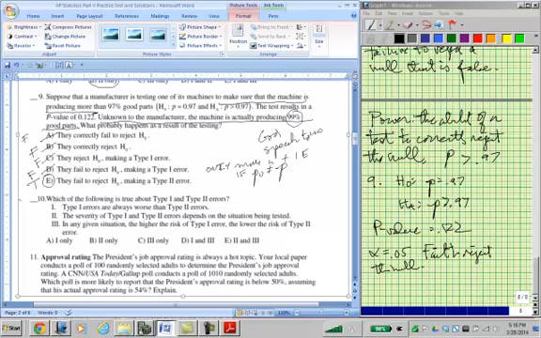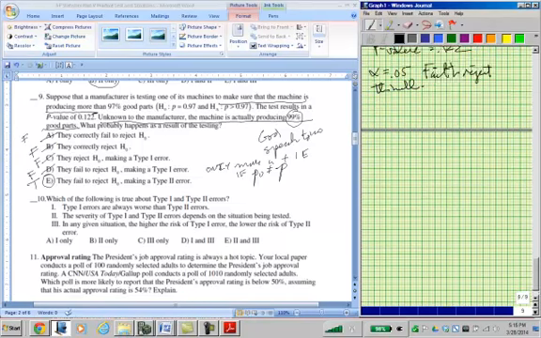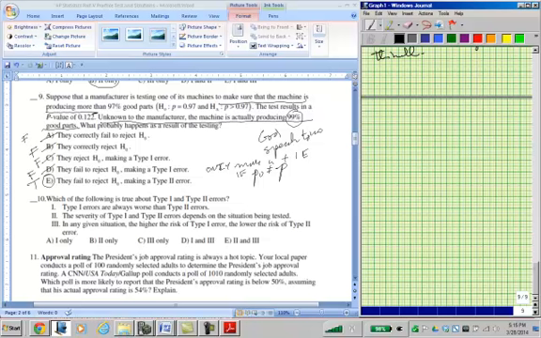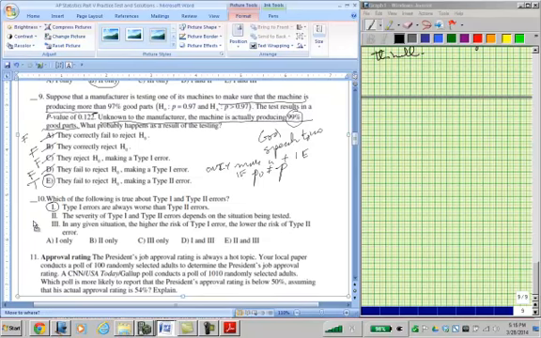Okay, 10. Which of the following is true about type 1 and type 2 errors? 1: Type 1 errors are always worse than type 2s. That depends. That is not true. A type 2 error would be really bad if, well, anyway, that's not true. It depends on the context. In fact, 2 is the proof that 1 is false. The severity of a type 1 and type 2 error depends on the situation being tested.